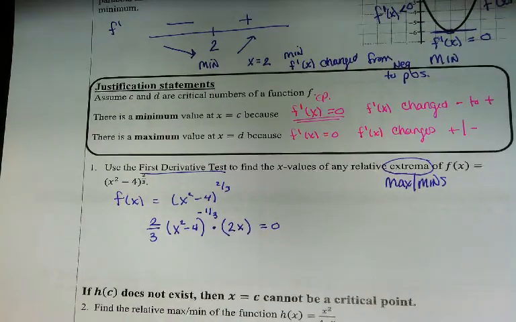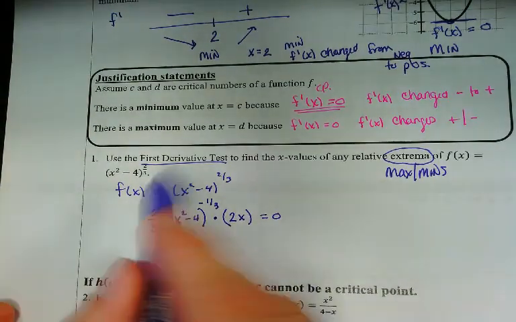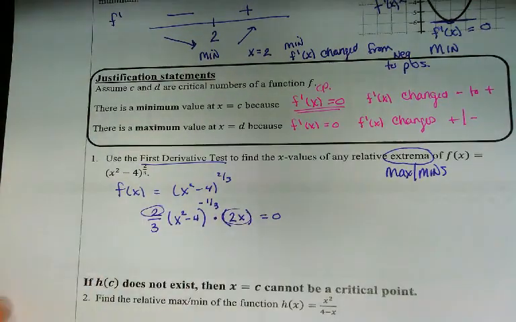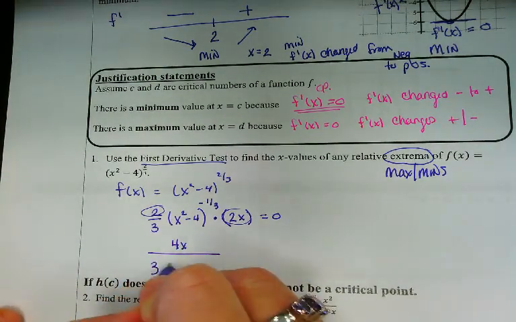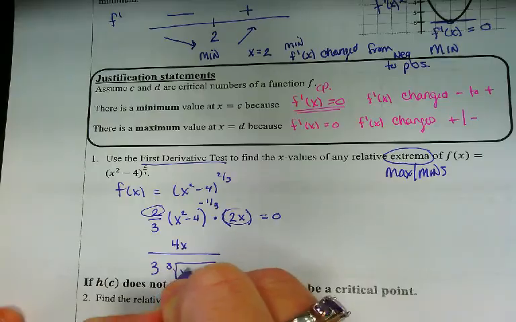And I'm going to clean that up for myself. I'm going to say the numerator is going to contain 2 times 2x, or 4x. And I'm going to keep the 3 on the bottom and the cubed root of x squared minus 4 on the bottom.